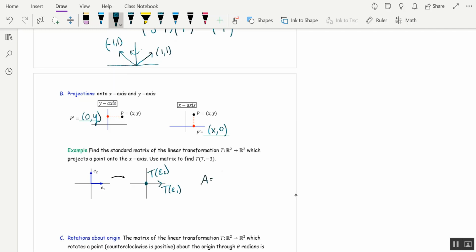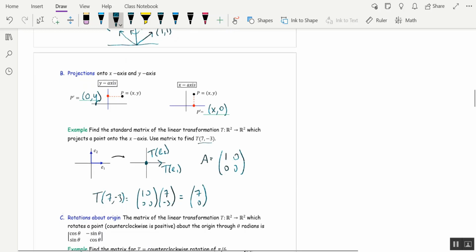So the matrix A is [1, 0], that's T of E1, and T of E2 is [0, 0]. All right, and let's use that matrix to find T of (7, -3). So T of (7, -3) is the matrix [1, 0; 0, 0] times (7, -3), which is just going to be (7, 0). It kills the y coordinate.